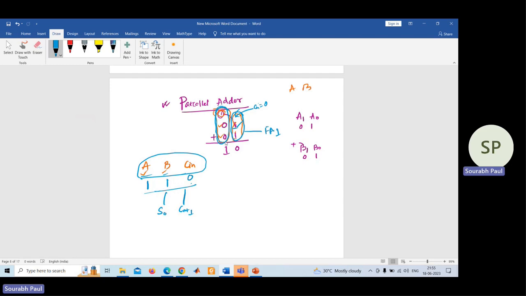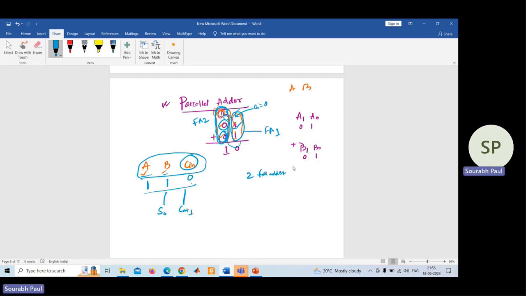Now for the left side part you also need to use one full adder, that is full adder number 2. It will have two inputs, this one and this one, and the carry of the previous stage will be considered as another input, that is Cin. So for this particular example, how many full adders do you need to use? Two full adders you need to use to do this operation.